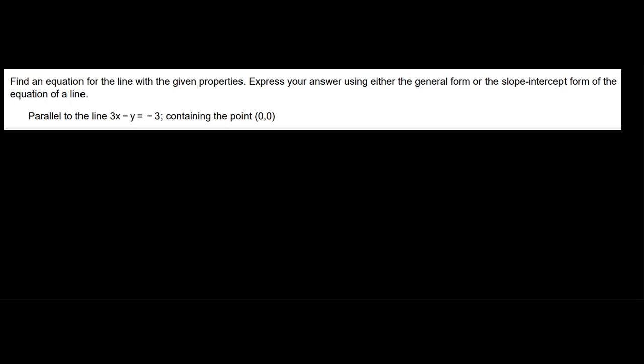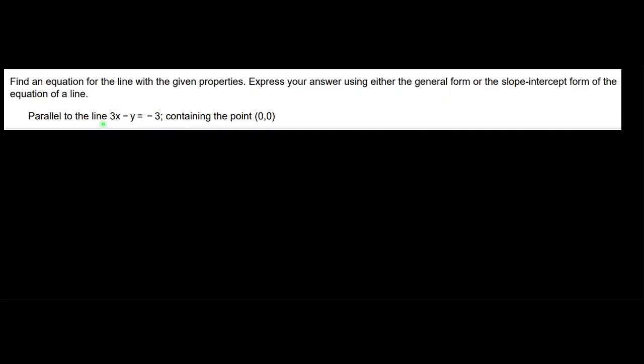Now look at this question. Again, I'm looking for the slope-intercept form or general form for a line that passes through the point 0, 0 and is parallel to the line 3x minus y equals -3. Because the line I'm looking for is parallel to 3x minus y equals -3, I know that the slope of this line is exactly equal to the slope of the line that I'm looking for. What is the slope here?